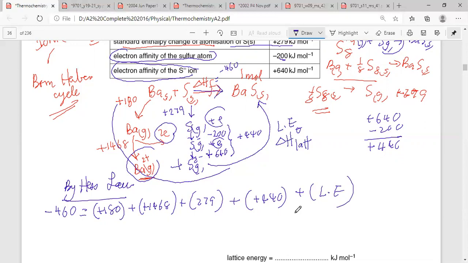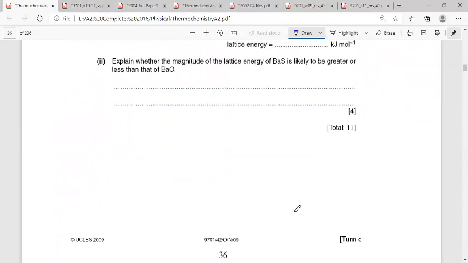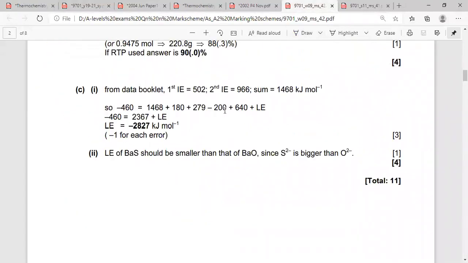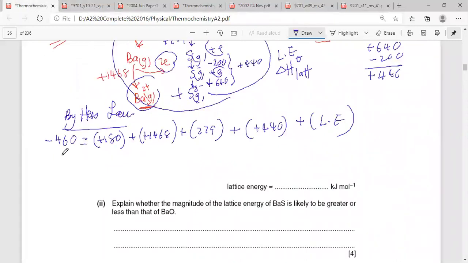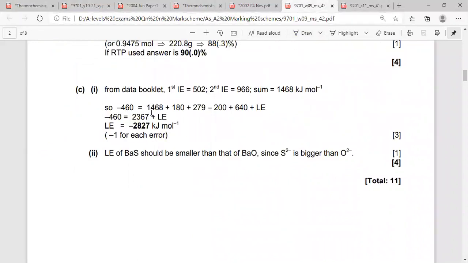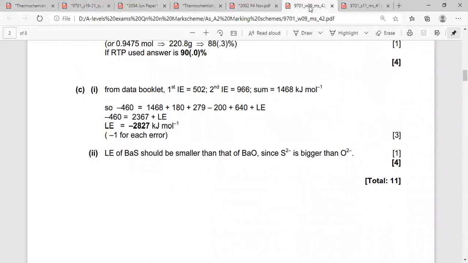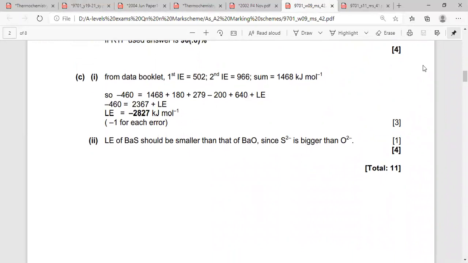Let's look at the marking scheme. I don't want to spend long; I've got 5 more minutes to go. I got it here, see, I plan my work. Now 460. Next one here: 1468, 180. Then here is positive 279 and minus 200. Now this whole thing we add together.